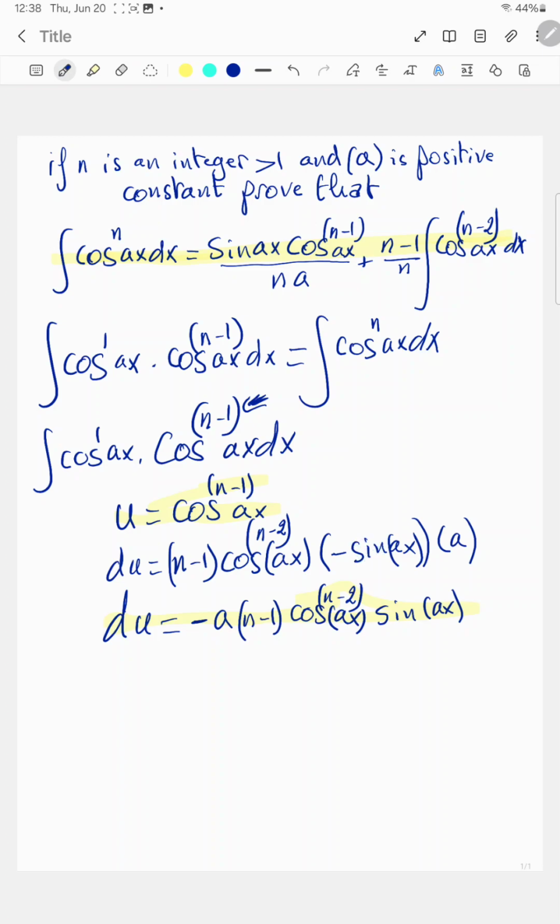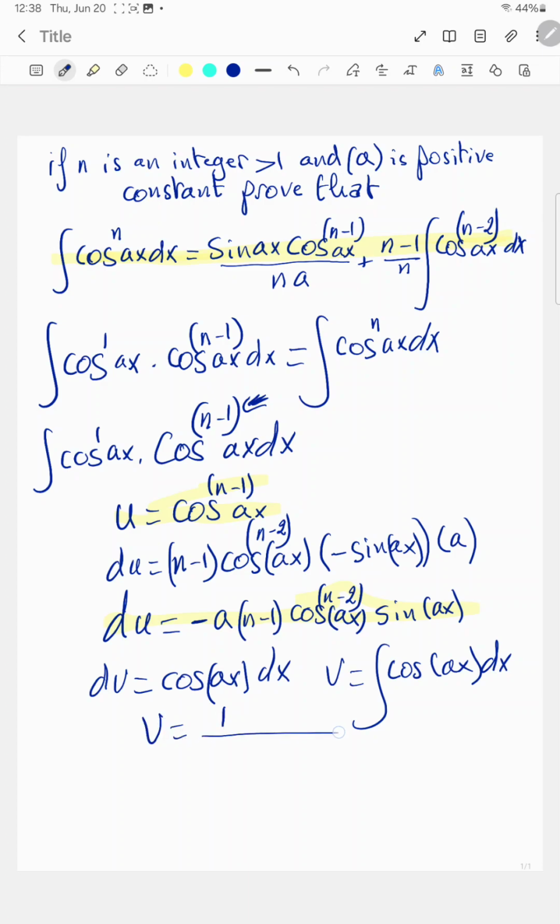Okay, I took my u equal to cosine n minus 1 ax, so I have to take my dv equal to cosine to the power 1 ax dx. So my v would be equal to the integral of cosine ax dx, so my v is equal to 1 divided by a, sine ax. So let's highlight my v and my dv.